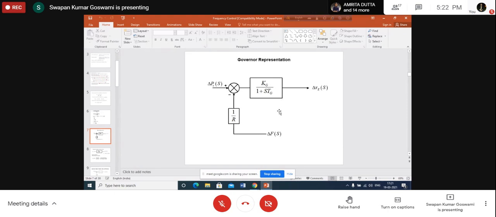In the general standard representation form, Kg by 1 plus S Tg represents the transfer function of the speed governing system. Del XCS is the output of this. Inputs are del PCS and del FS. Obviously, it is (del PCS minus del FS by R) into Kg by 1 plus S Tg equal to del XCS. So this is the mathematical model or transfer function model of the speed governing system.